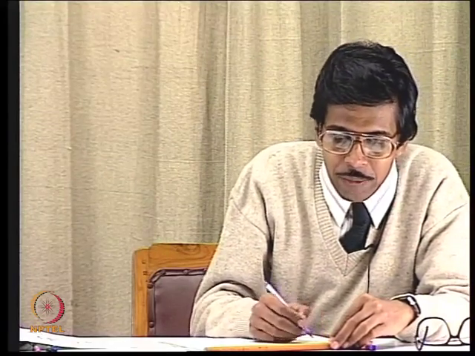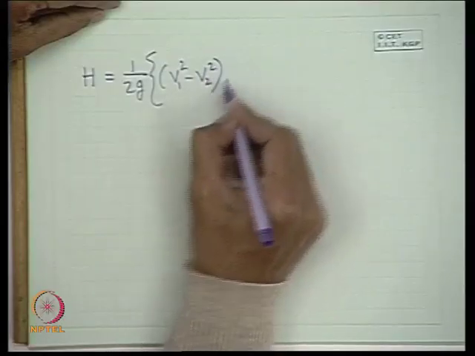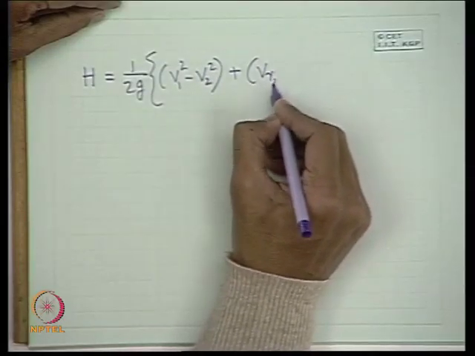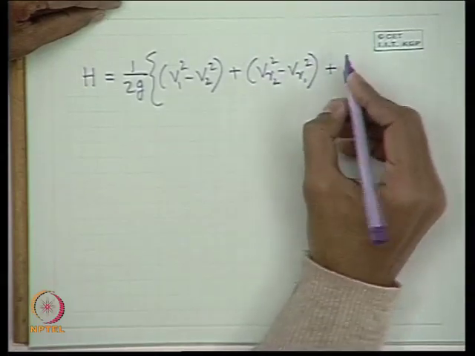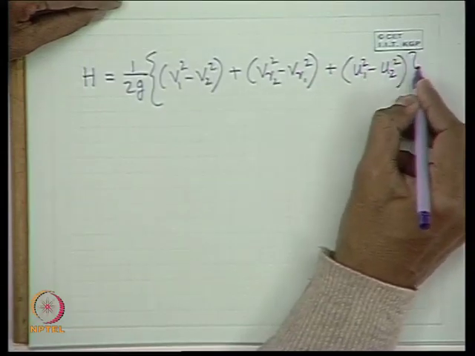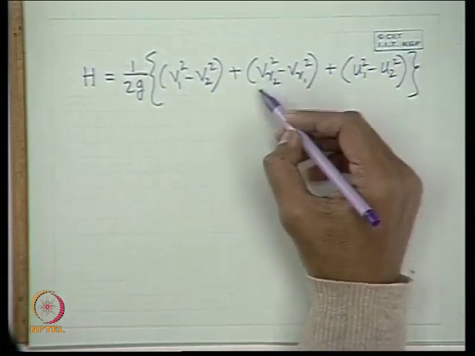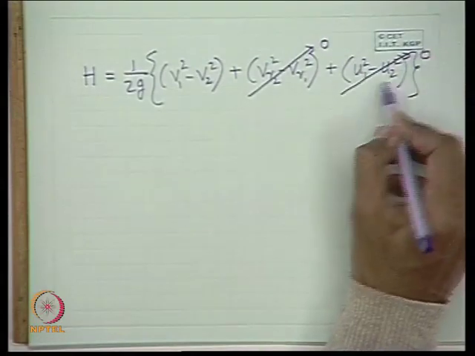If you think of your work done, you know that head developed by the machine is equal to what? 1 by 2g, if you recollect, (V1 square minus V2 square) plus (Vr2 square minus Vr1 square) plus (U1 square minus U2 square). So therefore, you see, even for an impulse machine, as we have seen in the Pelton wheel, for an axial flow impulse machine, this is 0, this is 0.